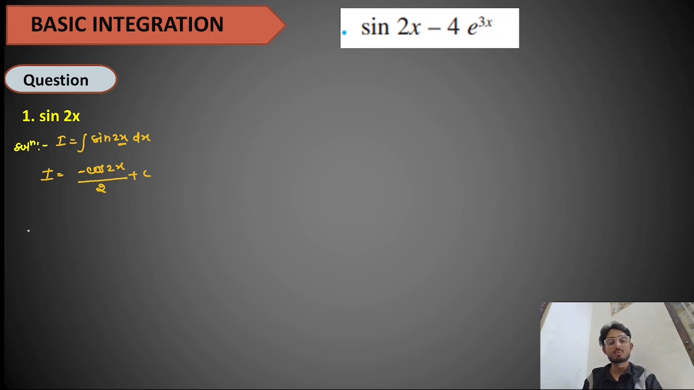You can also do this integration by substitution. You can let 2x equal to t, and substitute dx in terms of dt, and you can also do it this way. Okay, now let's move on to another question.